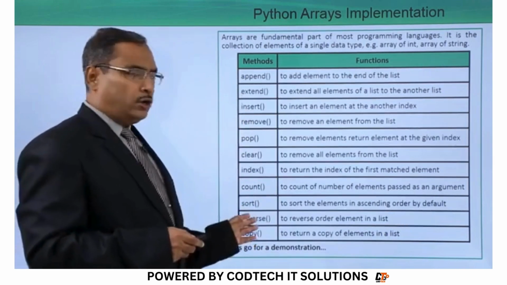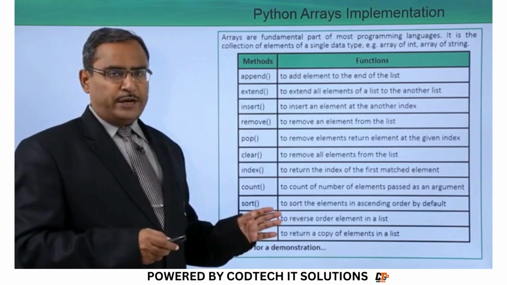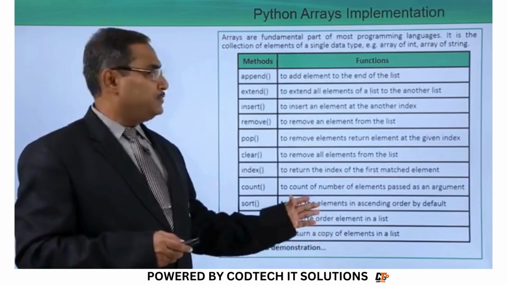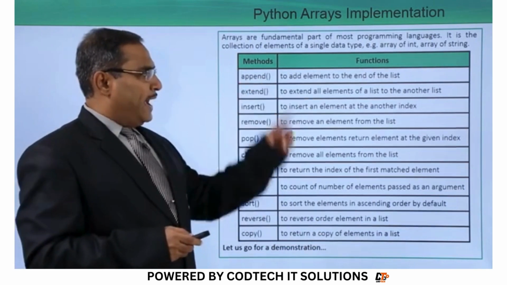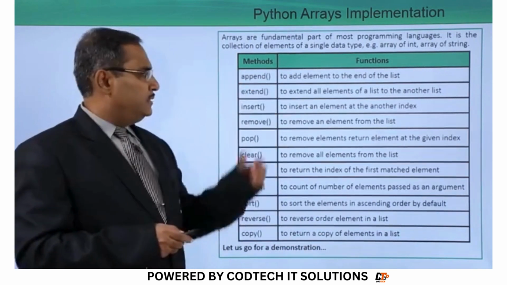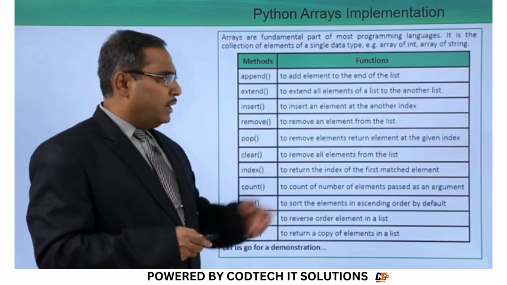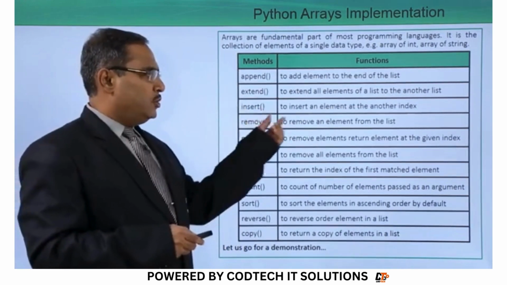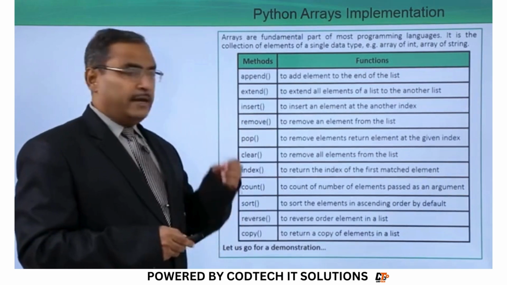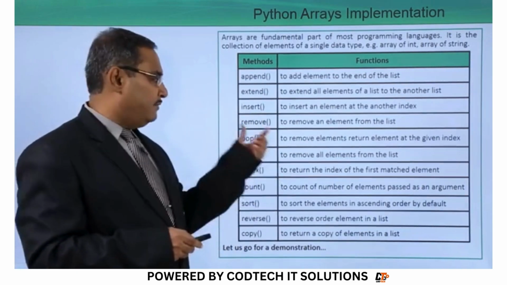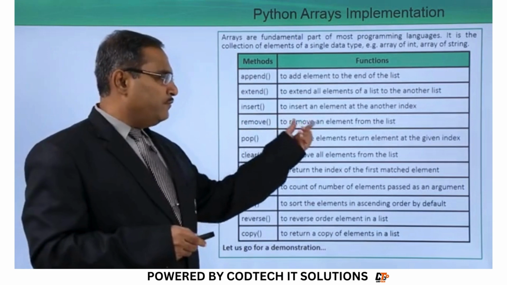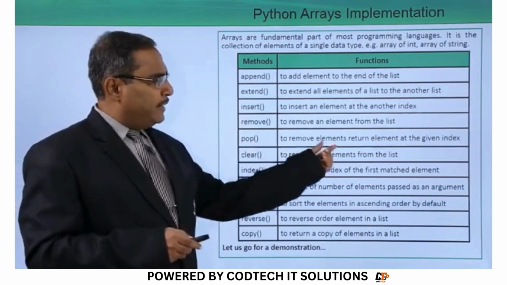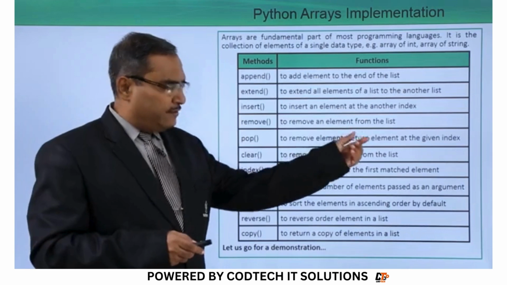So here we have the methods which will be operated on these arrays, and here we have the respective functions and descriptions. So append, to add an element to the end of the list. Extend, to extend all elements of a list to another list. We have insert, to insert an element at the given index. Remove, to remove an element from the list. Pop, to remove and return the element at the given index.